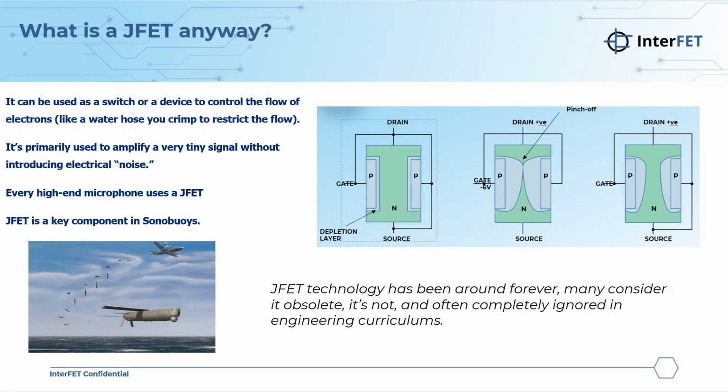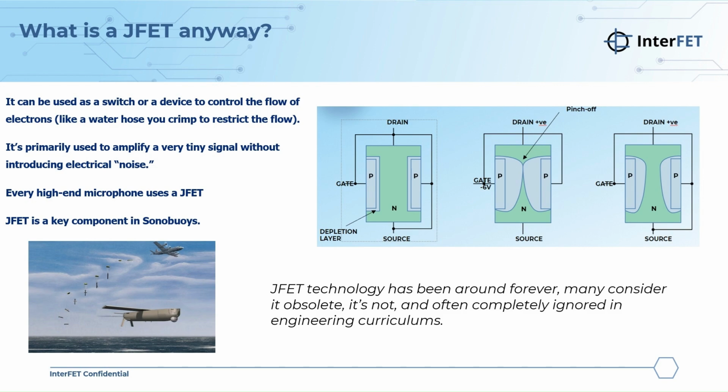The primary role of a JFET is to amplify tiny signals without adding electrical noise. That's why you'll find them inside every high-end microphone. The clarity and detail of the sound simply can't be matched by other transistor types. Despite being a mature technology, JFETs are far from obsolete. In fact, demand is rising again. Take sonobuoys, for example. These underwater acoustic sensors rely on JFETs because of their unique combination of low noise, high input impedance, and rugged reliability.